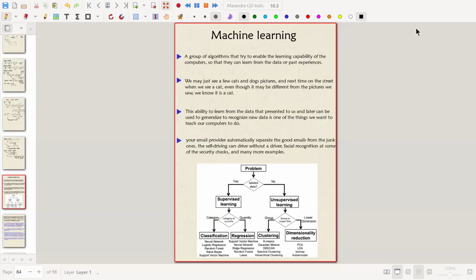And many more examples are there. So this is how it is. I hope it.